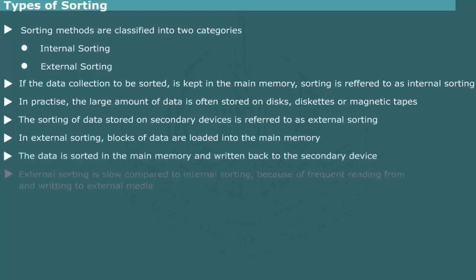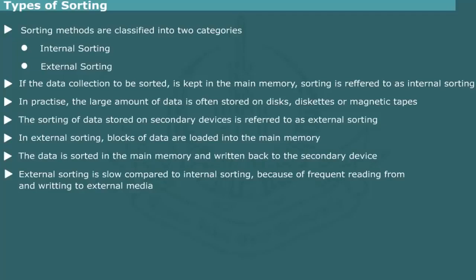The external sorting is slow compared to internal sorting because data blocks to be sorted have to be retrieved in a sequential order from the secondary device. By contrast, in internal sorting, any record can be directly accessed from the main memory.